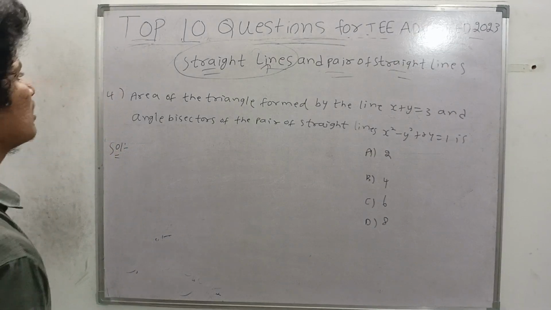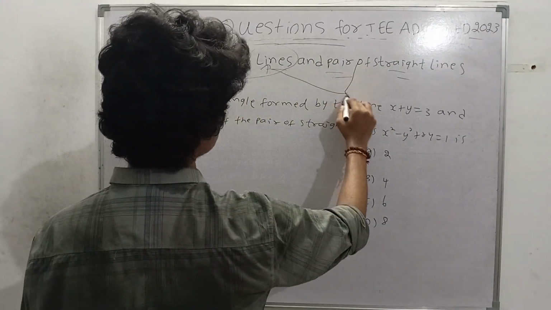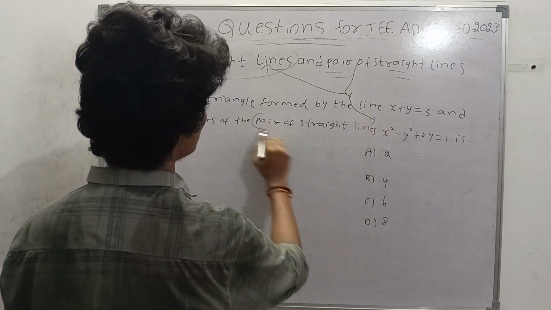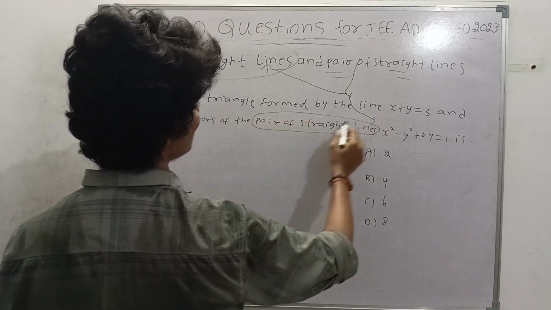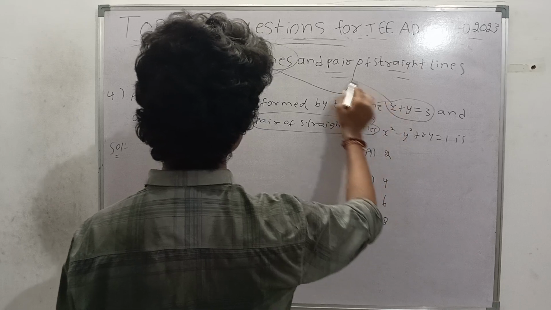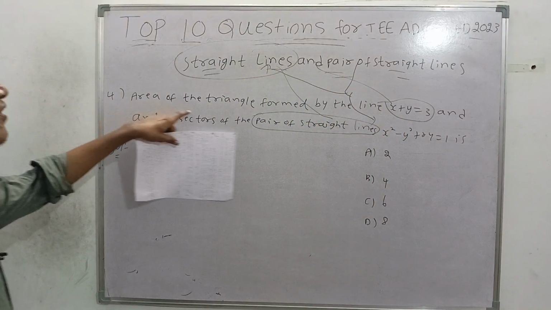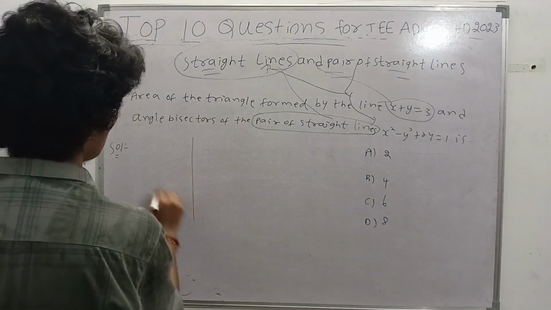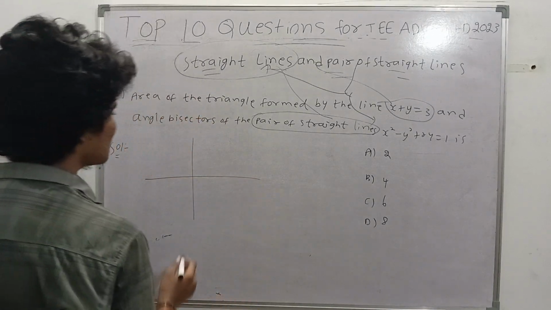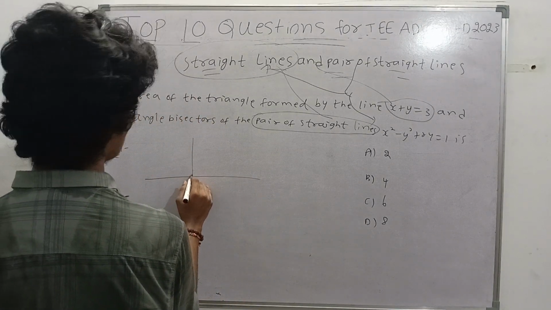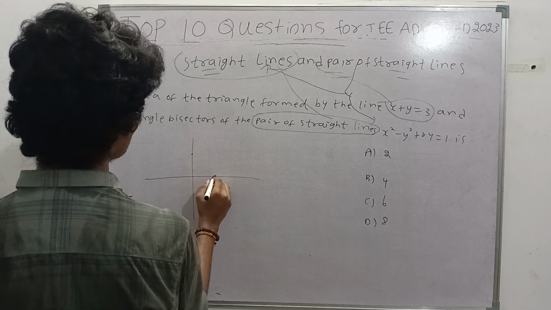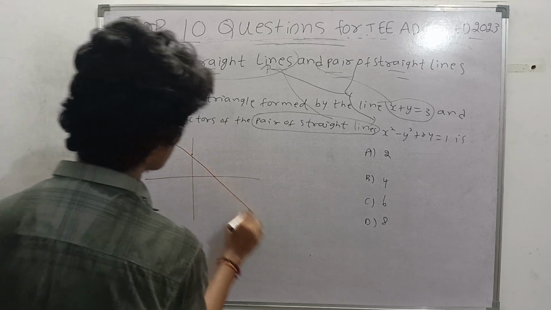This question is also a mixed concept of straight lines and pair of straight lines, because it is a pair of straight lines concept here and this is a straight line here. So there is a mixture of concepts, really important. They are asking the area of a triangle formed by the line. What is the line x plus y equal to 3? When x is 0, y is 3. When y is 0, x is 3. So this is a line.